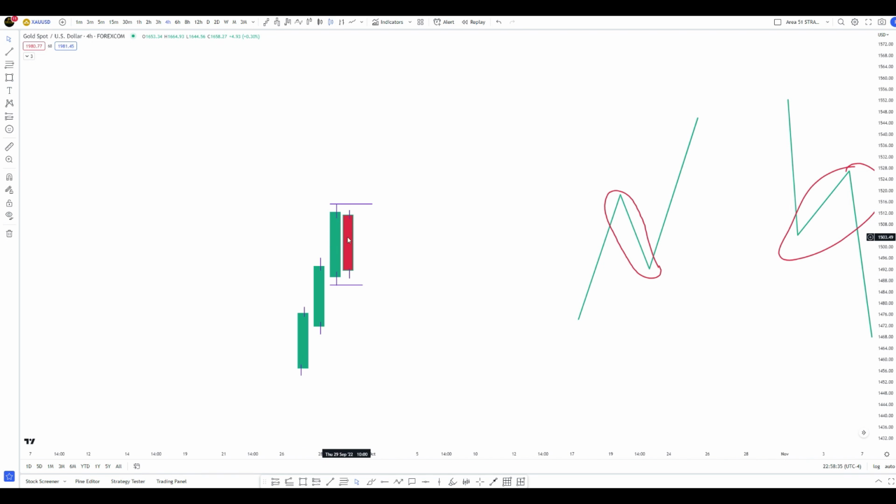If, let's say, this candle here breaks the low of this candle, then now we can say we have a pullback. Why? Because the low of the bullish candle is violated. So now we are in a bearish counter trend.